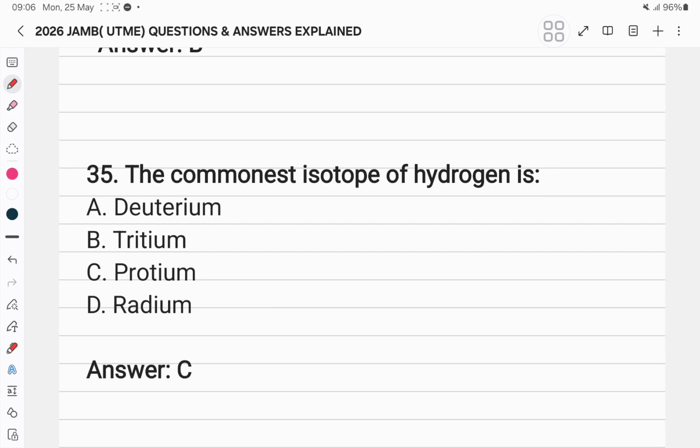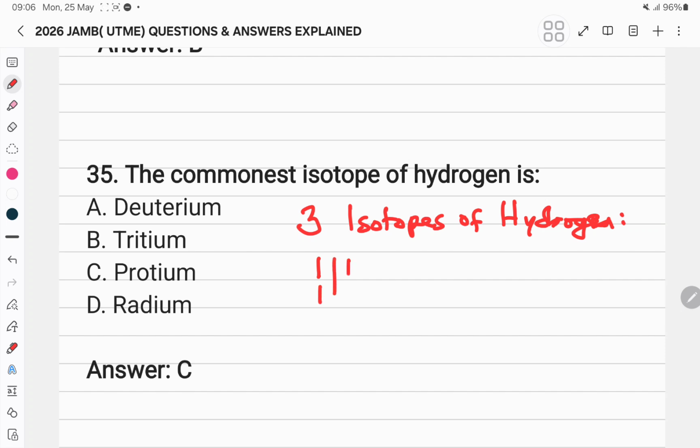The commonest isotope of hydrogen is protium. We have 3 common isotopes of hydrogen. They are 3. The 3 common hydrogen isotopes: we have hydrogen 1, that is the one called protium.